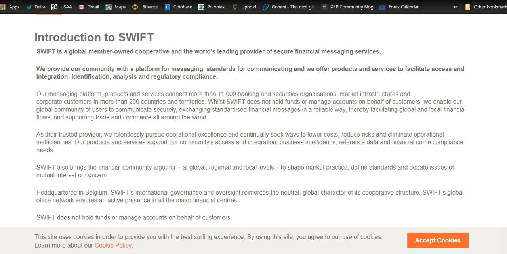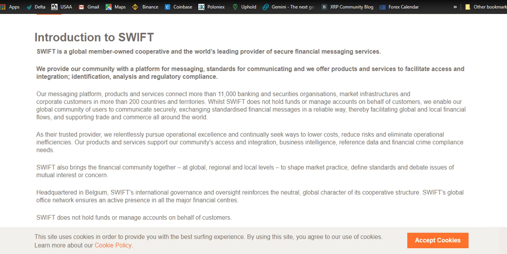The other problem that you have with SWIFT is that it's purely a messaging service. So there is no way to actually track the message once it's been sent. So once you send the message, you kind of sit back and cross your fingers and hope that it's received on the other end.